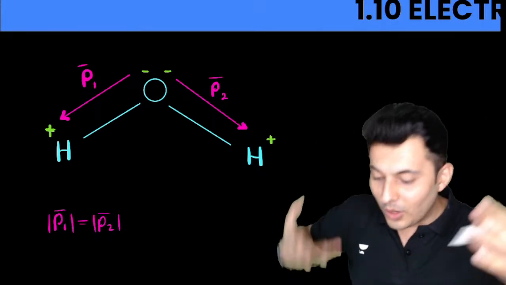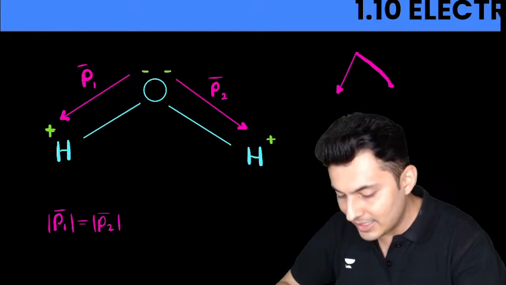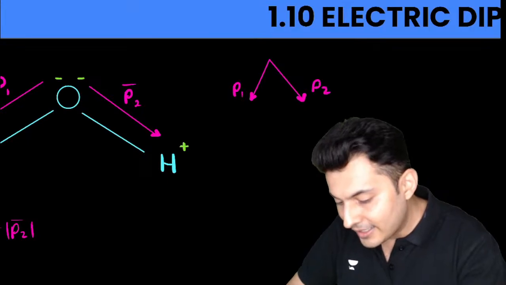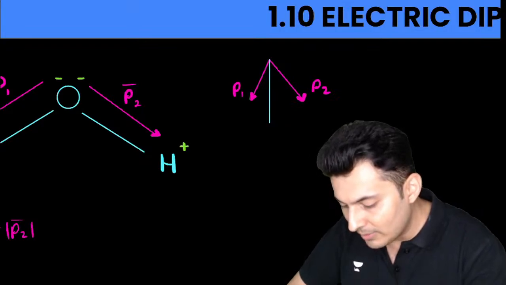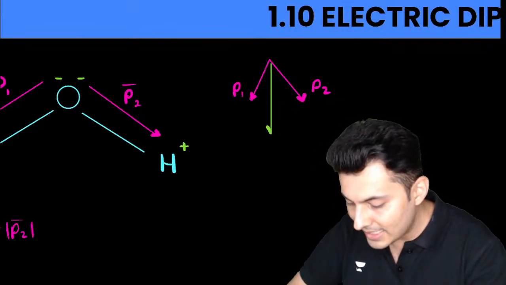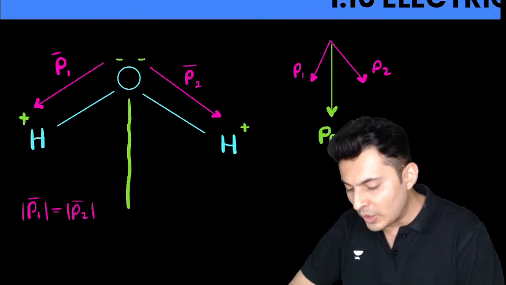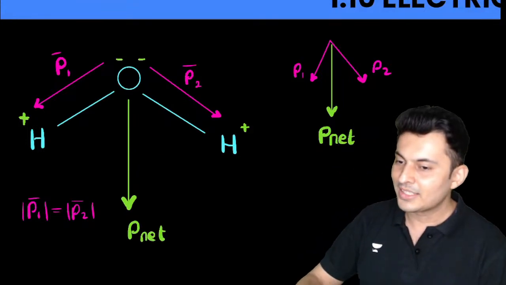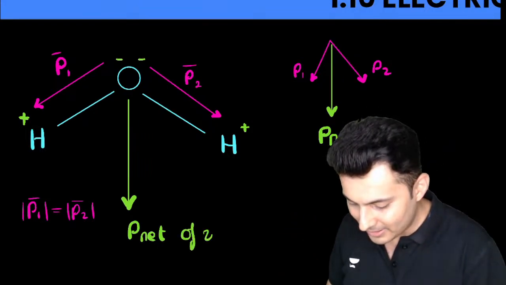Oh, now I know what to do. If I have two dipoles like this, I can do their vector addition. The resultant will come downwards like this. This is basically how the net dipole moment will look downwards, guys. Everybody with me? This is the net dipole moment. Hence, I will say this water molecule has a net dipole moment in this particular direction.